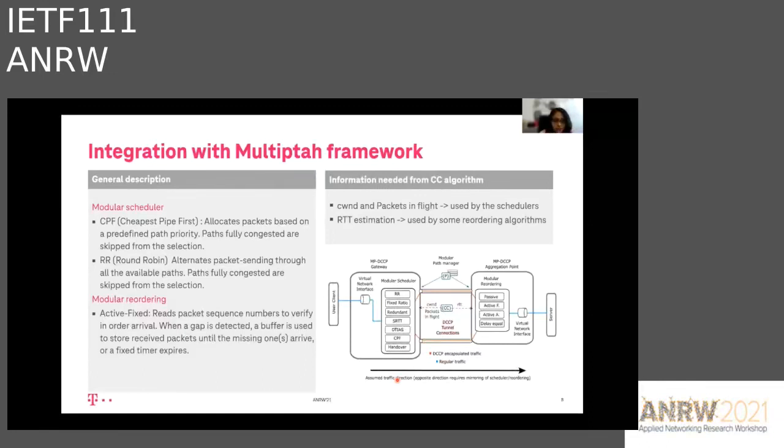Finally, to integrate the congestion control algorithm with the multipath framework, we need to provide some information to the scheduler and reordering functions that I have mentioned before. The information that we provide is congestion window and packets in flight for the schedulers, and RTT estimation for the reordering algorithms. To test this implementation, we use two schedulers from the list of the schedulers available, which are cheapest path first and round robin. Cheapest path first allocates packets based on a predefined path priority, and round robin alternates packets sending through all the available paths. For the case of the reordering, we use the active fixed, which reads packet sequence numbers to verify an ordered arrival. When a gap is detected, the packets are buffered until the missing packets arrive or until a fixed time expires.